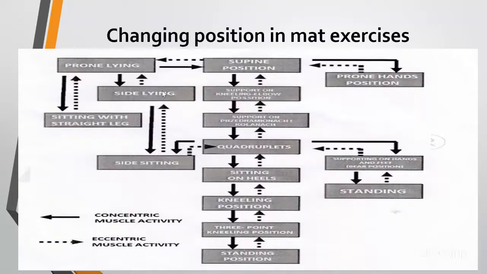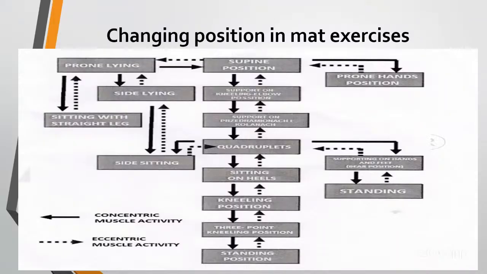When changing position, for example, from supine position to prone on hands, we could see a chart here showing flow of movement from one posture to the other, or from one starting position to the other. For example, from prone lying to side lying, or from prone lying to sitting with straight leg, or from side lying to side sitting position, and so on.